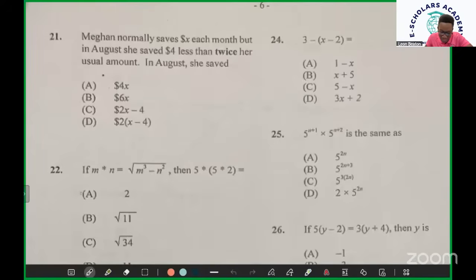So Megan normally saves X dollars each month, but in August, she saved $4 less than twice her usual amount. So she normally saves X, she saved $4 less than twice her usual amount. So C. So we move on from Megan to Althea.